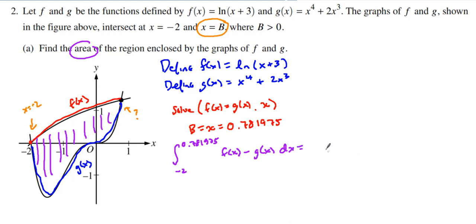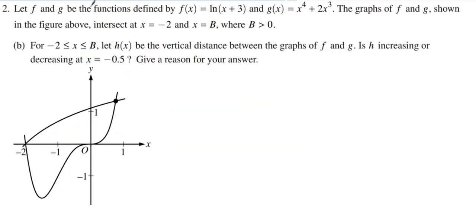And that ends up giving me 3.60355, and that is the area enclosed by the graphs f and g. Okay, that was part A. Now we go on to part B.